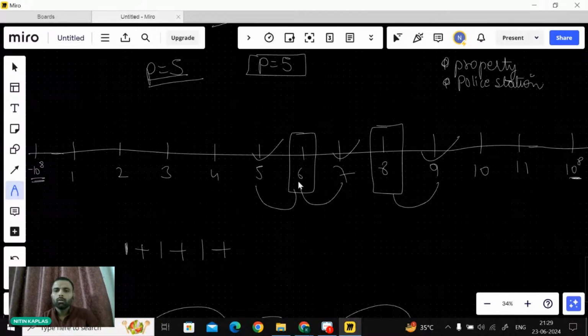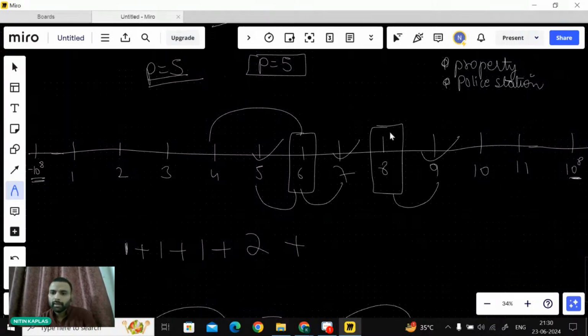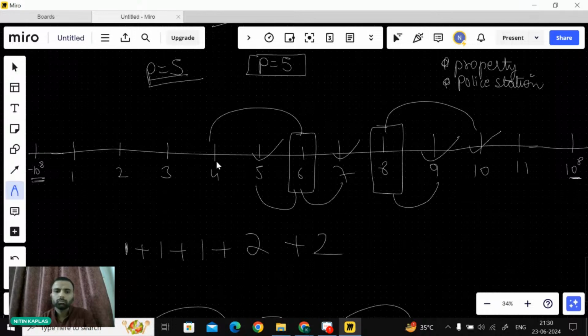Now, if I buy any plot which is two places from this station, can I buy this? Yes, you can. Let me add two. Now, can I buy this? Yes, you can. Let me add two here also. So if you focus here, I can buy this, this, and this, and I want only five plots.